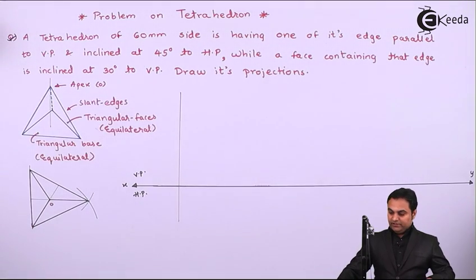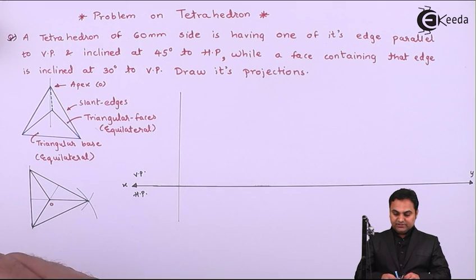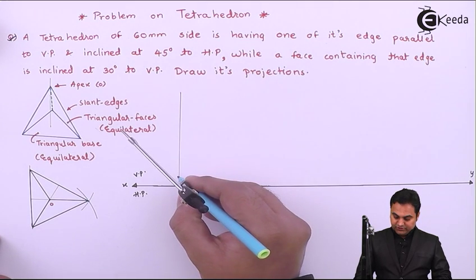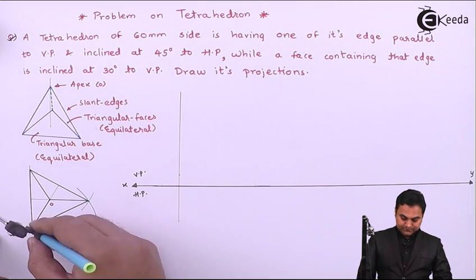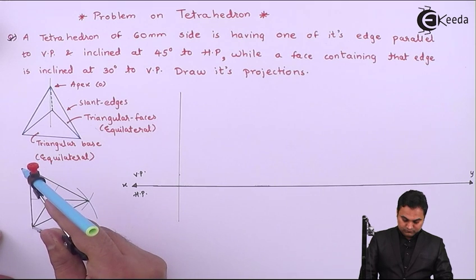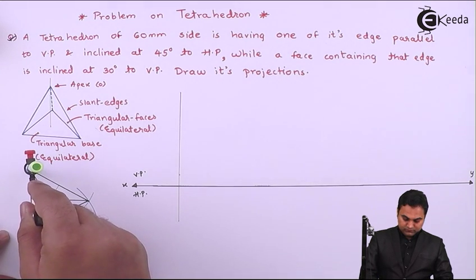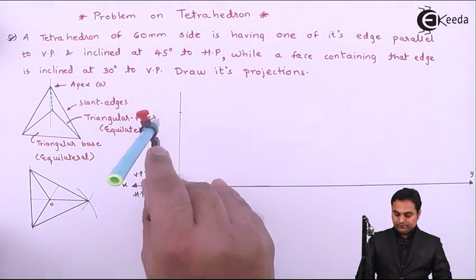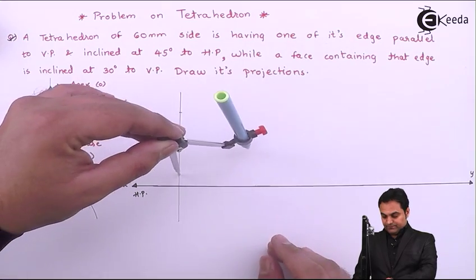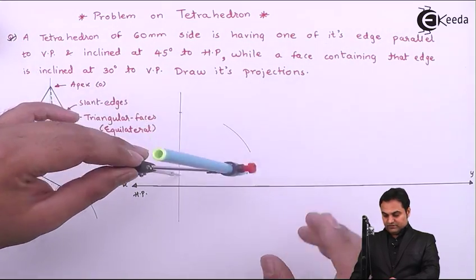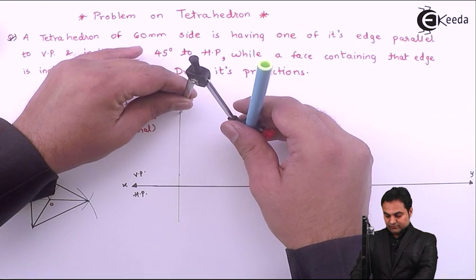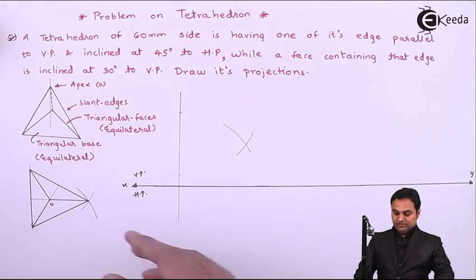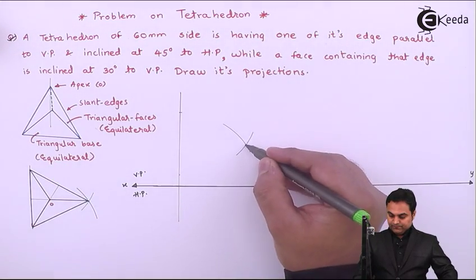I'll draw a light vertical line. Over that I'll mark this distance 60 because here I have drawn the tetrahedron with its original dimensioning. Taking this distance as 60 mm, marking it, then drawing an arc here. Next I'll cut this arc from the other side or from the other point. Wherever these two points intersect, I'll join it.